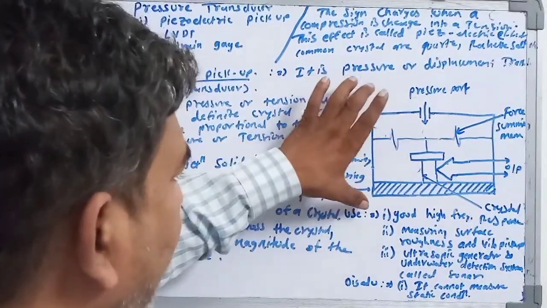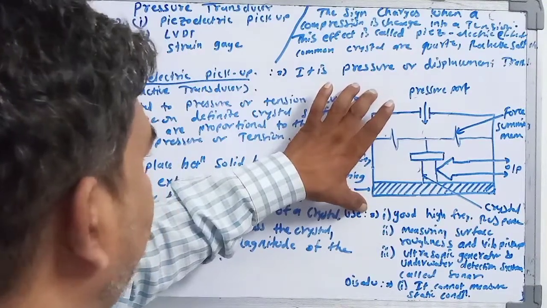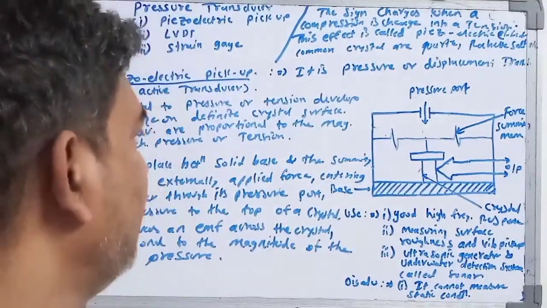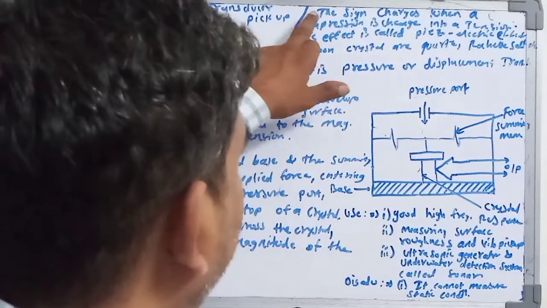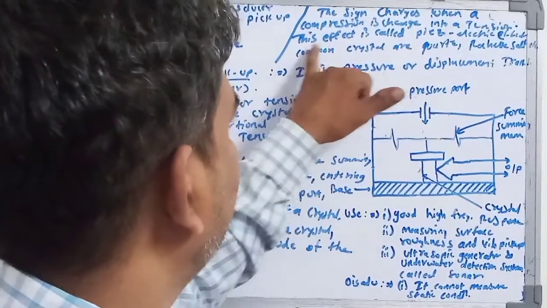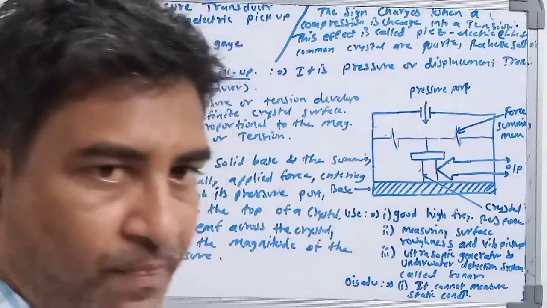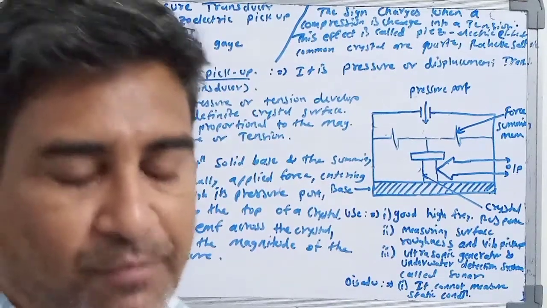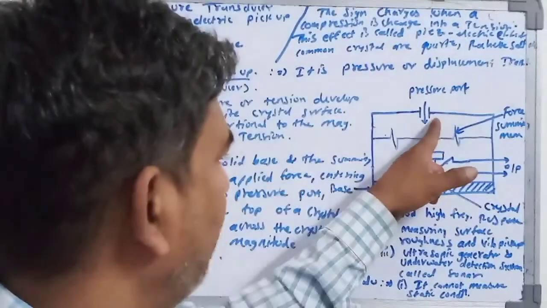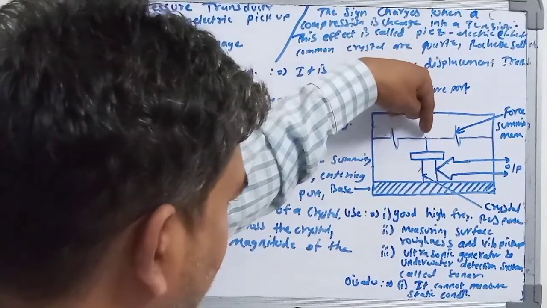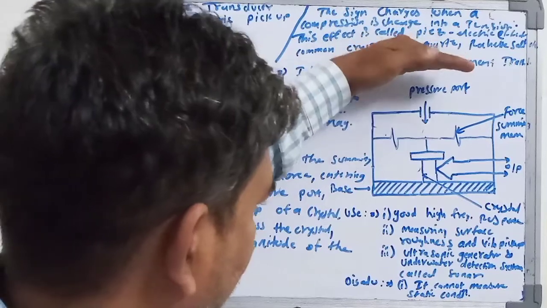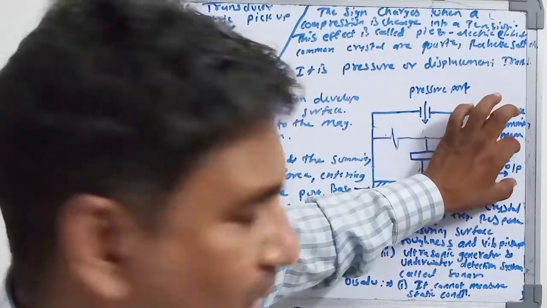This is the diagram for a piezoelectric pickup. So what is that particular effect that we are going to see? The sign changes when a compression changes into a tension. This effect is called the piezoelectric effect. Whatever the tension or pressure is offered to this crystal, as soon as it reaches the summing member, you get the output.